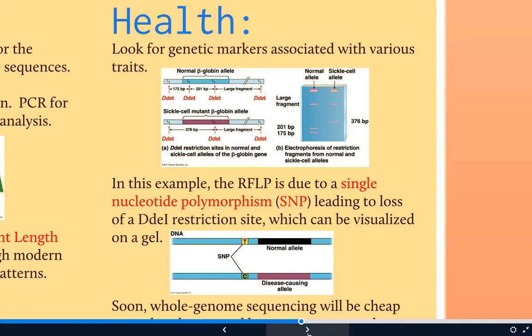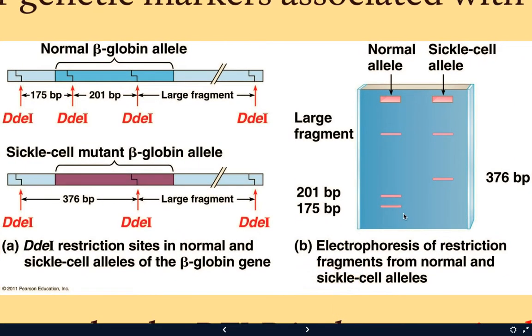All right, in health, we look at genetic markers associated with various traits. In this example, we can look at the RFLP, the restriction fragment length polymorphism, due to a single nucleotide polymorphism leading to loss of a restriction site, and you can visualize that on a gel. Here we have sickle cell again. You can see the normal protein here, and then in the sickle cell we can see the mutant. When you run that on a gel, you can see the differences between the two.